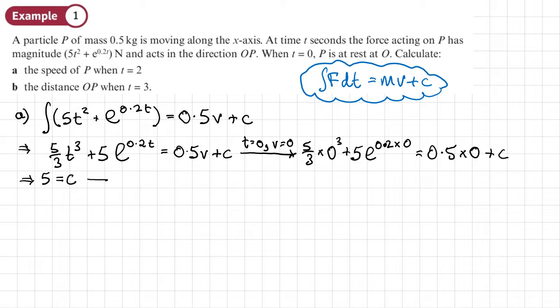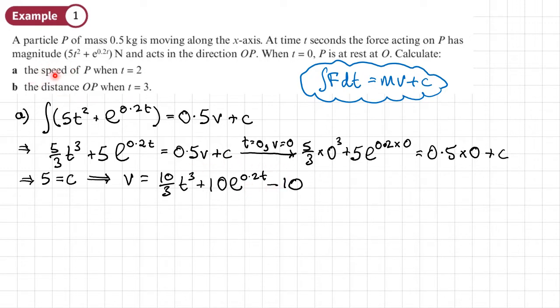So now we can write our full expression, and that just means replacing c with 5, but I'm going to rearrange it to make v the subject, because I think that'd be more useful. So that means timesing both sides by 2, and then taking the constant of integration over the other side, so I'd effectively have minus 5 there, and so times all of these terms by 2, so I'll have 10 over 3 t cubed plus 10 e to the 0.2 t, then my minus 5, because I've moved my constant of integration over here, times by 2 will be minus 10, and that will be my expression to find v.